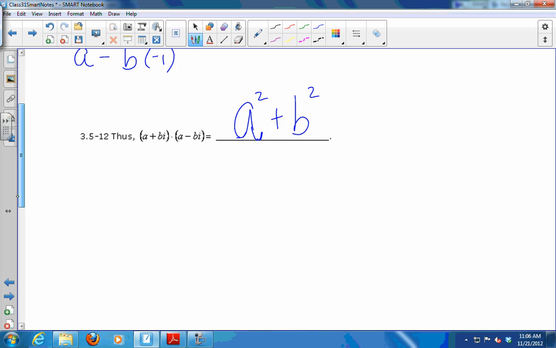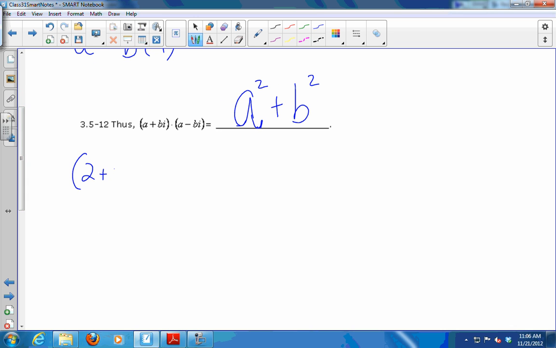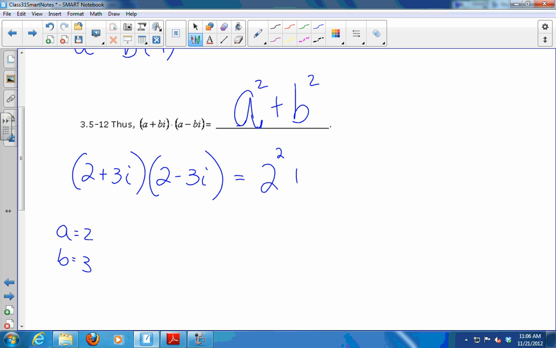So if I went to go back and do the 2 plus 3i times 2 minus 3i that we did before, and we know the answer is supposed to be 13, right? In this case, a is 2 and b is 3. So this is going to be 2 squared plus 3 squared, which is 13, just what we got when we multiplied it out.